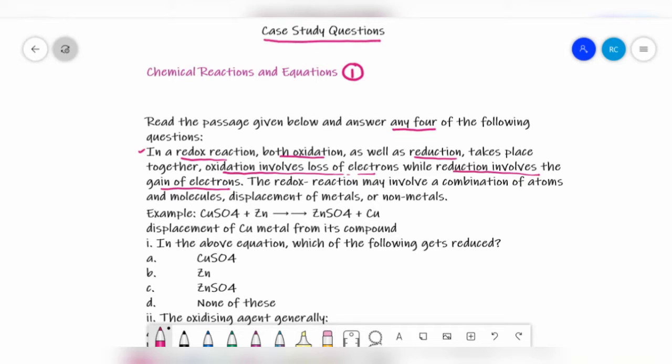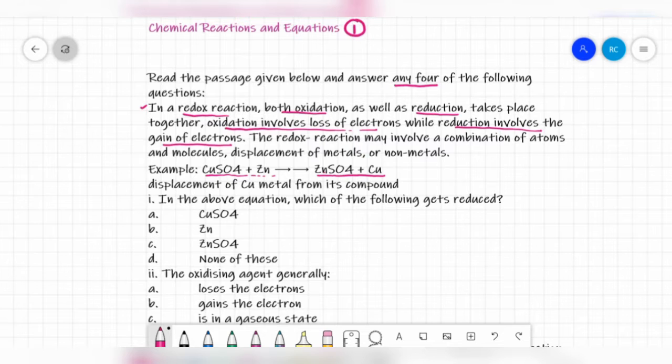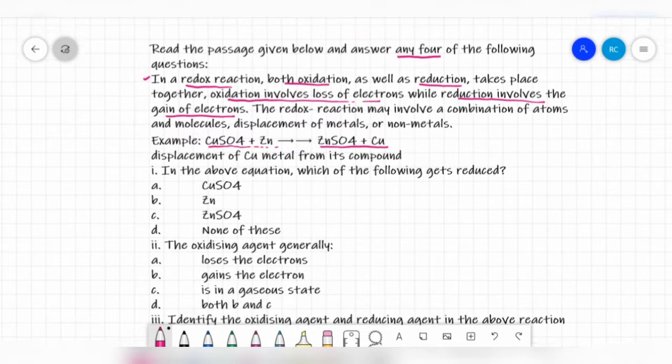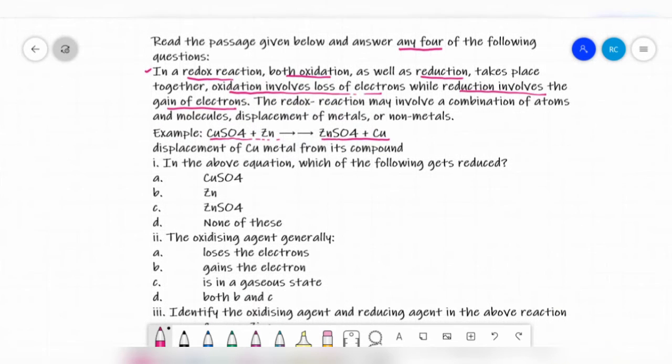Copper sulfate plus zinc will give you the products zinc sulfate and copper. Displacement of copper metal from its compound. So this is the paragraph given. We need to answer any 4 questions from the given 5 questions. So let us start one by one. The first one is, in the above reaction, which of the following gets reduced?